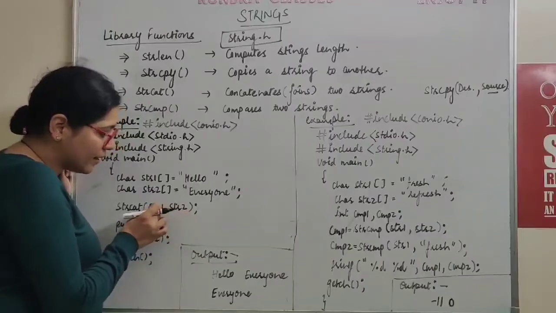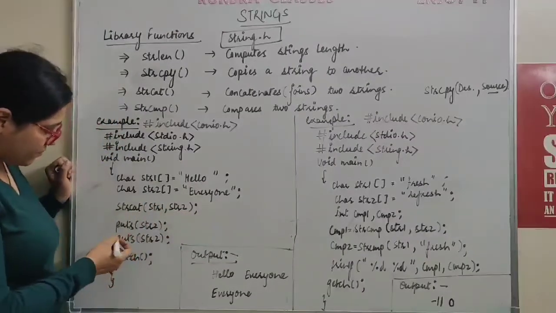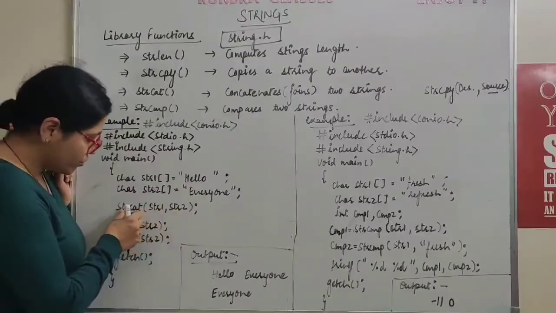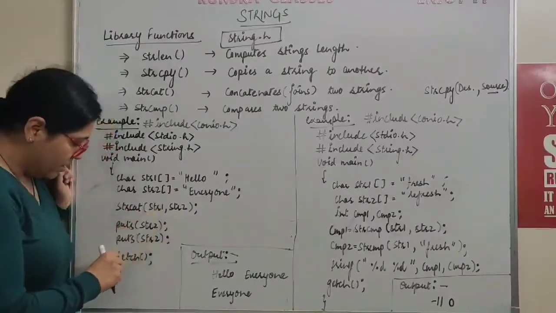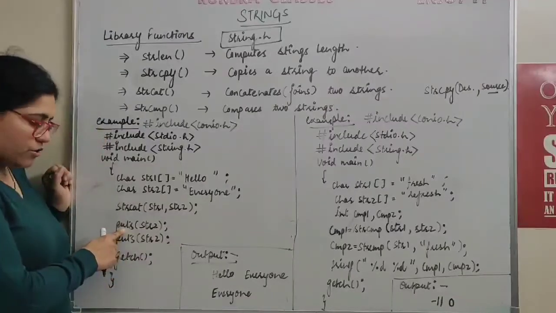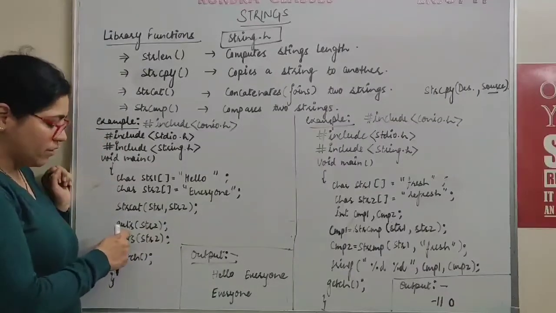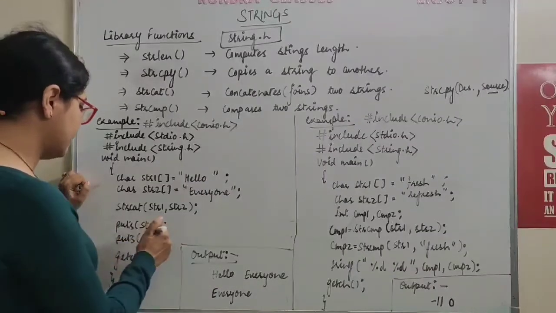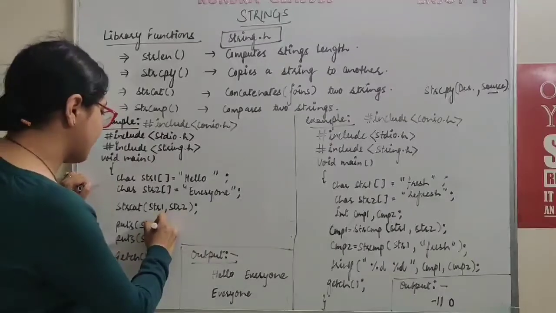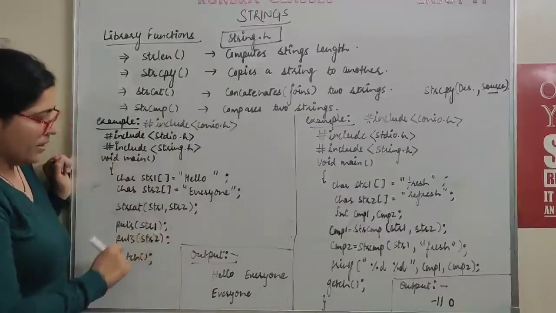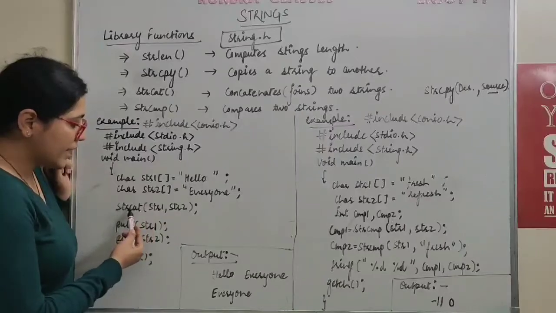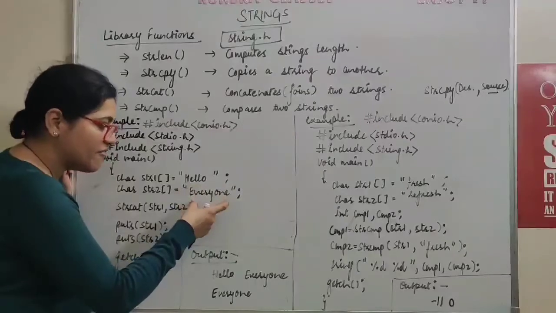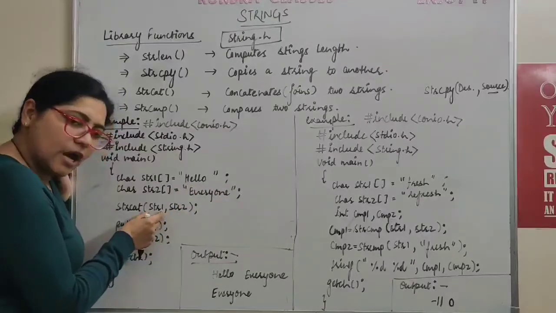Both will be concatenated here. So I pass string 1 and string 2 to the strcat function. Then I've called the puts function for printing the string on the screen. First I have printed string 1. As soon as you call the strcat function, it will concatenate both the strings hello and everyone to str1.